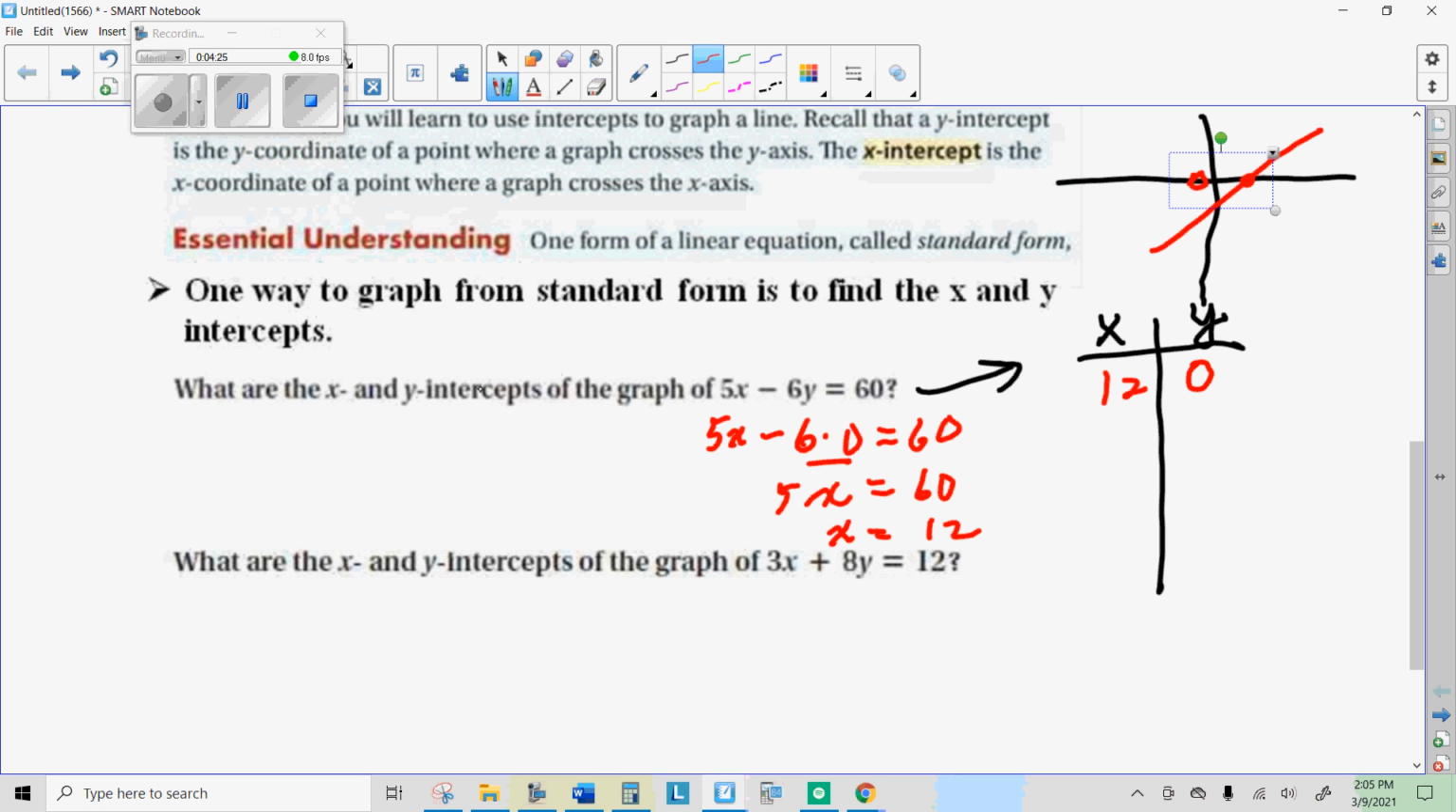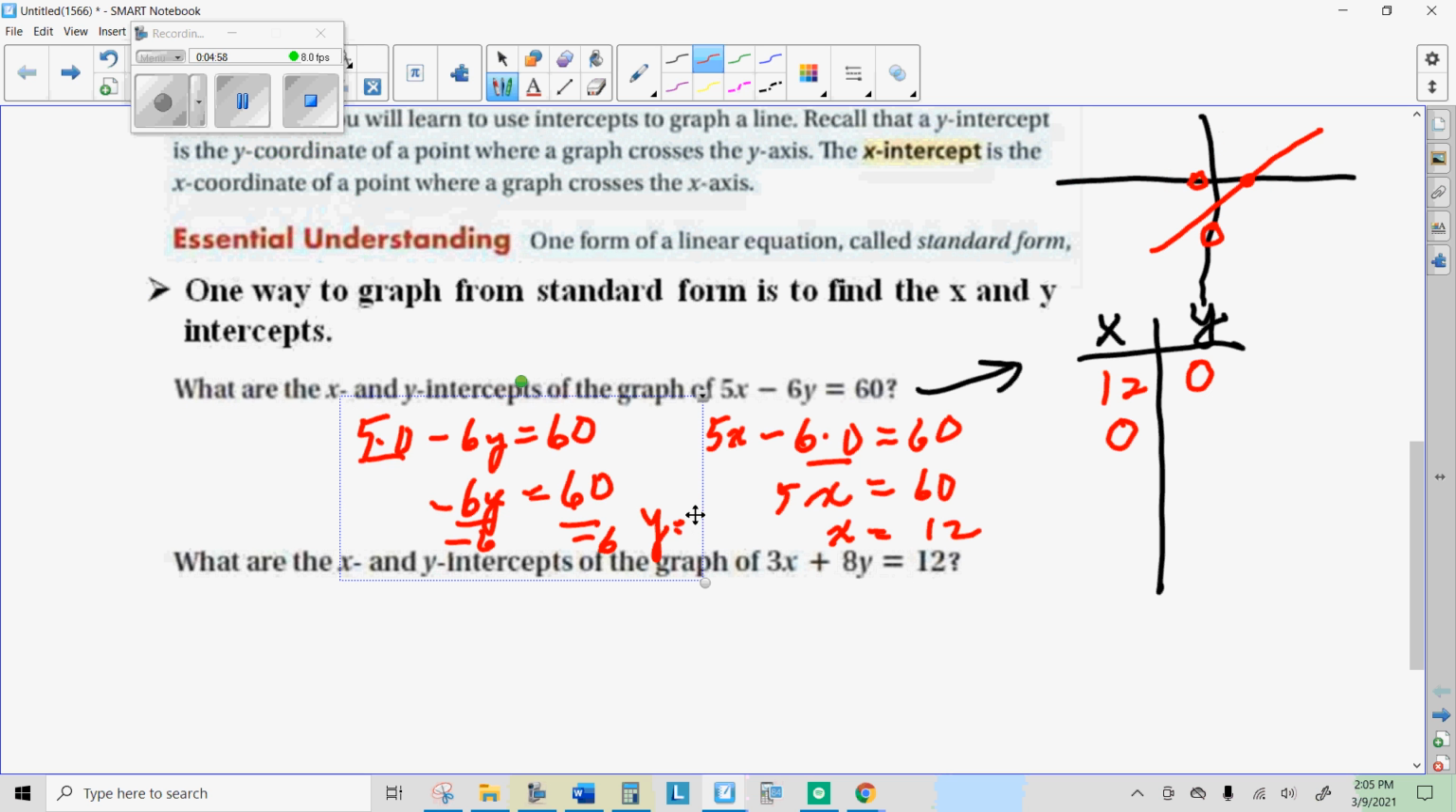Now another point on the graph would be the y-intercept, and we all know that the value of x when you're on the y-axis is 0. So I'm going to put in 0 for x here, so 5 times 0 minus 6y equals 60. That's equal to 0, right? And 0 minus 6y would just be negative 6y. And so I'm going to do 60 divided by negative 6, and I find that y is equal to negative 10. So the y-intercept is negative 10.